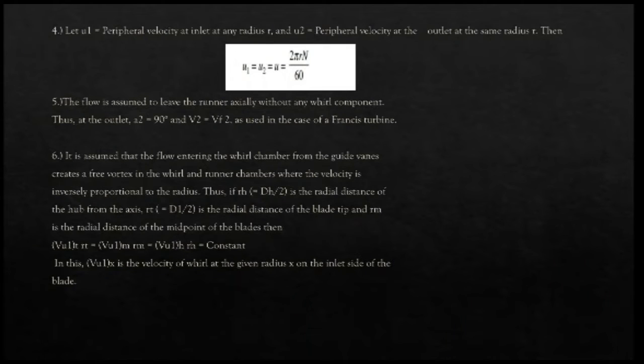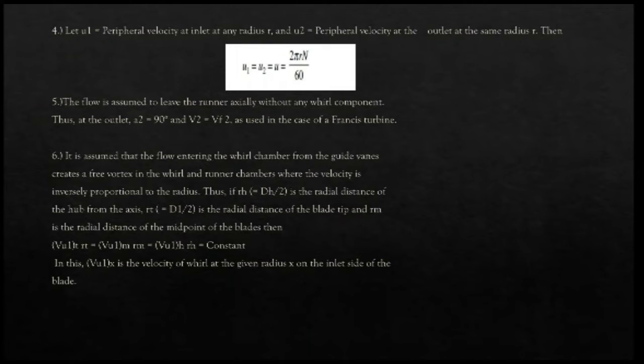Let U1 be the peripheral velocity at inlet at any radius, and U2 the peripheral velocity at outlet. So U2 and U1 are equal, as we already discussed. And alpha 2 is 90 degrees because the flow comes in horizontally and goes out vertically. So alpha 2 is ultimately 90 degrees.